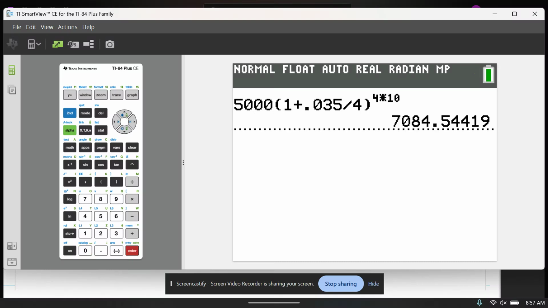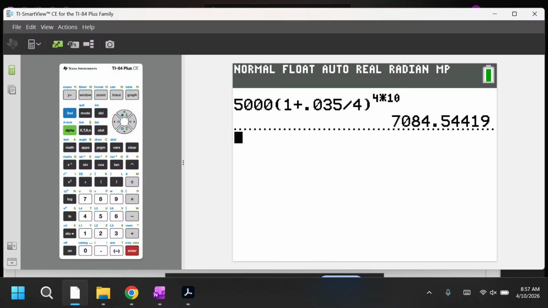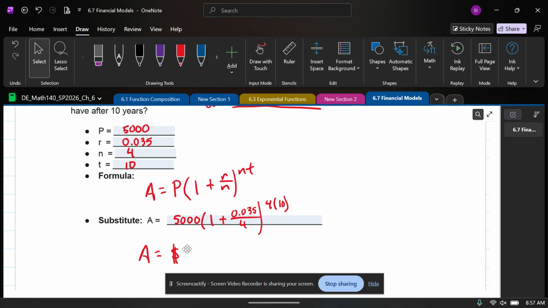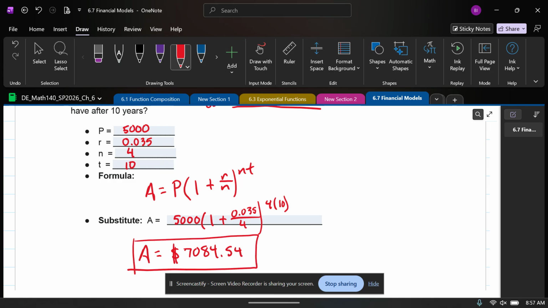So at the end of the 10 years, we're going to have $7,084.54. On these problems, unless they say round to the nearest dollar, you're going to round to the nearest cent, because we're dealing with money. Two decimal places on these problems, unless they say round to the nearest whole dollar, which they will do sometimes, but most of the time we're going to round to the nearest cent. That's what's going to go into our account.